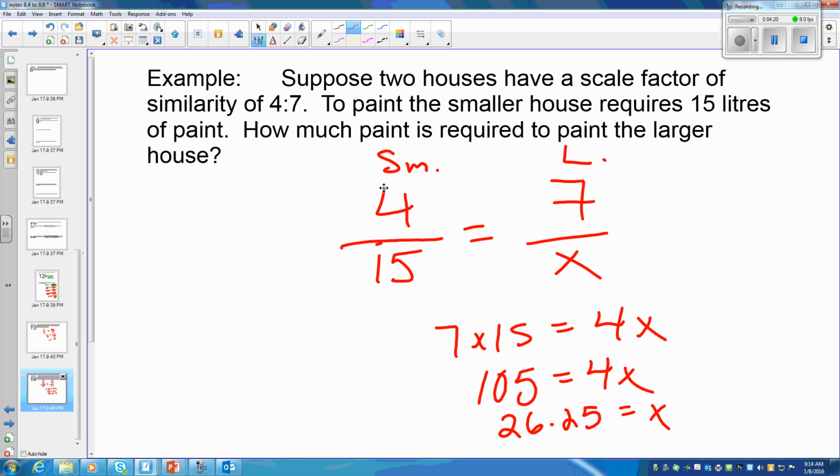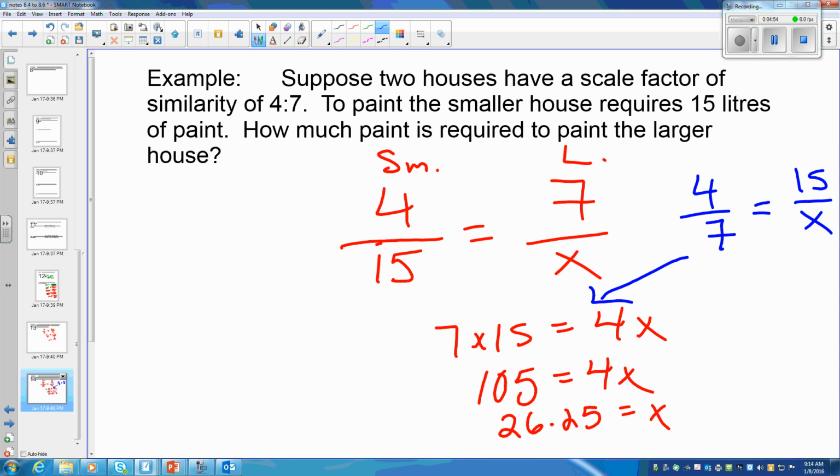Yes. We could have done the same way as we did the last question, where we did the ratio right over top of each other, 4 over 7, and then make sure that we put the 15 on the small part, right? Because it says 15 liters for the small. So if we put 15 up here and x for the tall, guess what happens? You still get that 7 times 15 is equal to 4x, right? As long as you keep your ratios being set up the same way.